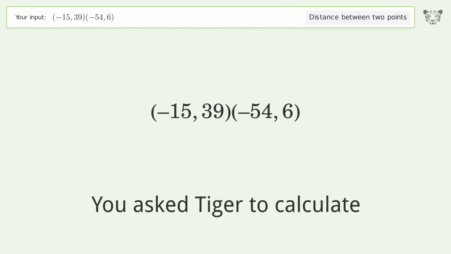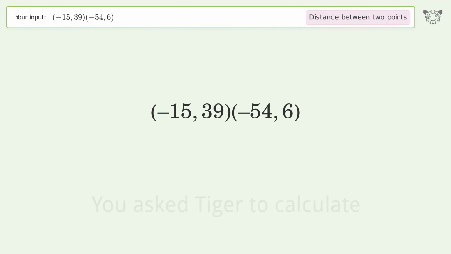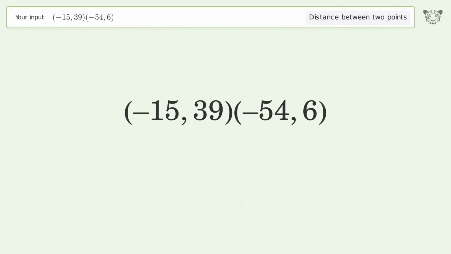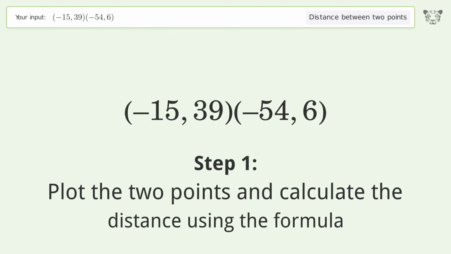You ask Tiger to calculate. This deals with the distance between 2 points. The distance between the 2 points is the square root of 2,610, or 51.088. Let's solve it step by step. Plot the 2 points and calculate the distance using the formula.